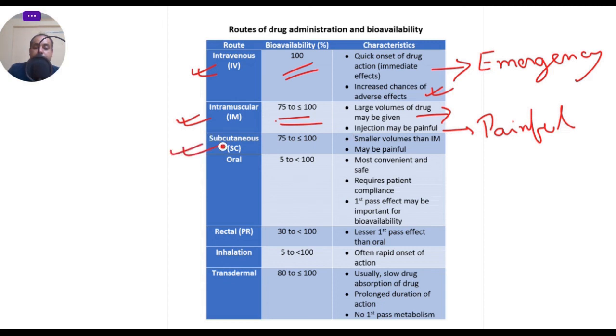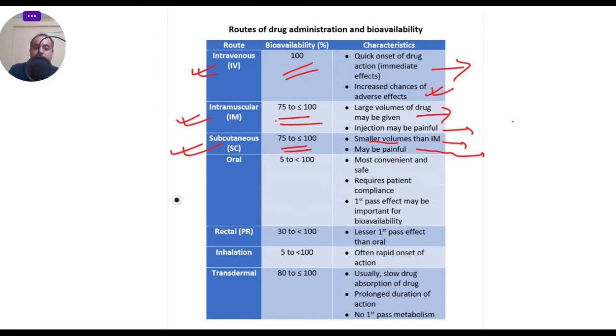Now moving on to the subcutaneous route, again the bioavailability will be from 75 to less than or equal to 100%, same as the intramuscular route. But the volumes are small, that is, smaller volumes than the intramuscular route. And these injections can also be painful, right?